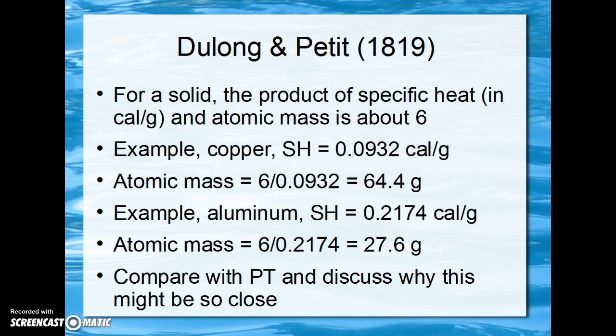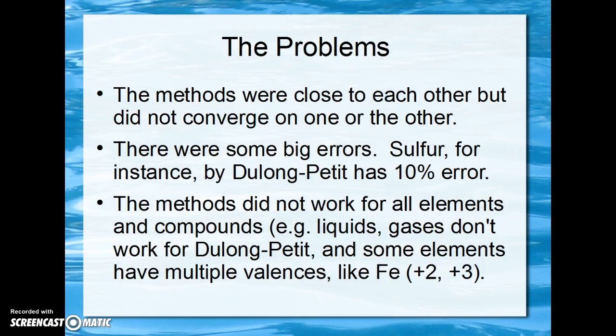Aluminum does the same kind of calculation and gives us a 27.6 gram. Why is this very, very close? Well, I advance the notion that since aluminum has a smaller atomic mass than copper, 1 gram of aluminum will have more moles of atoms than copper does, and so it's going to take in more heat. It'll have a higher specific heat capacity than the same number of grams of copper.